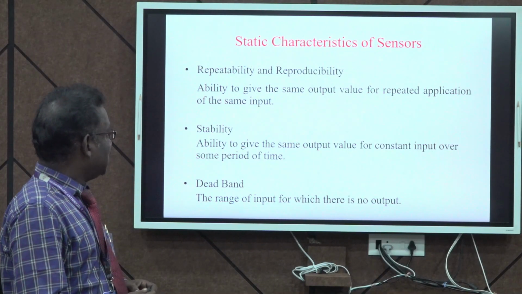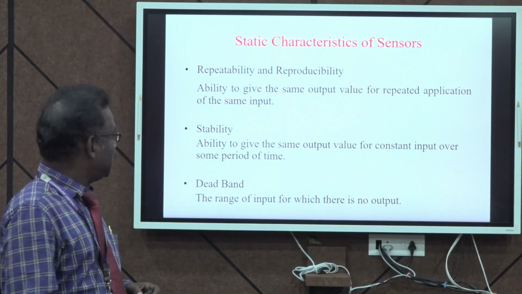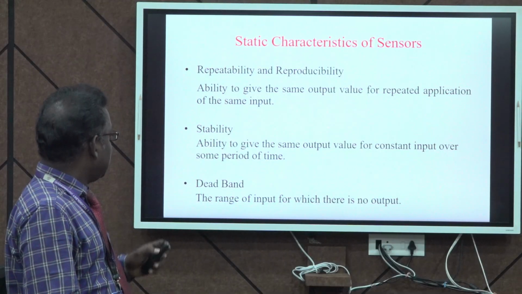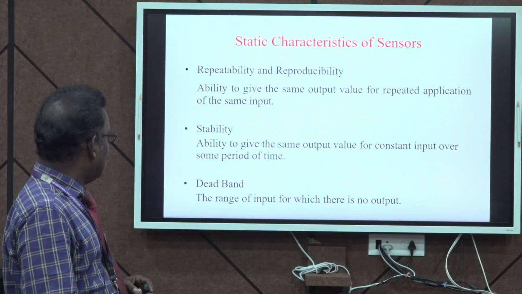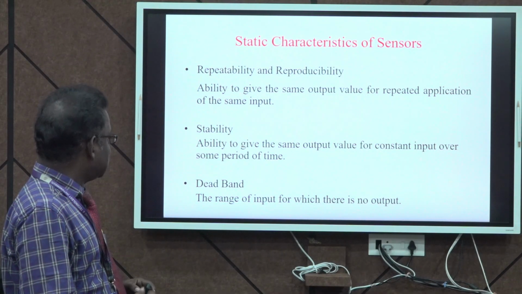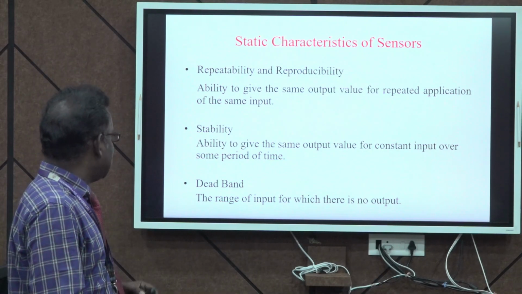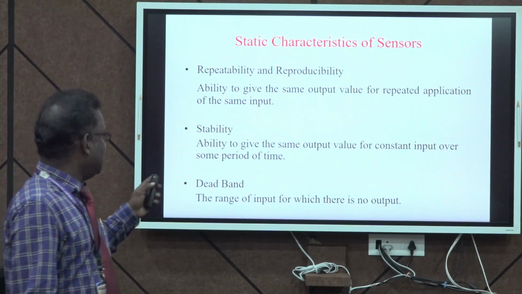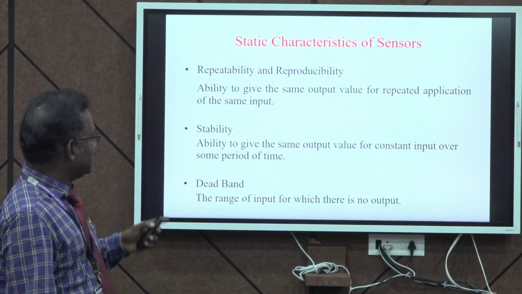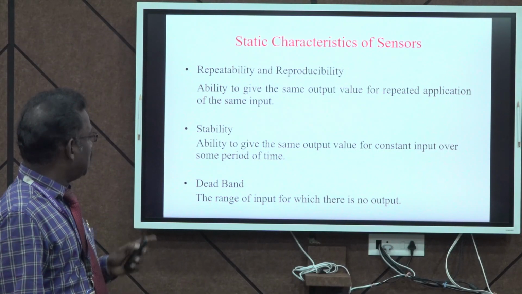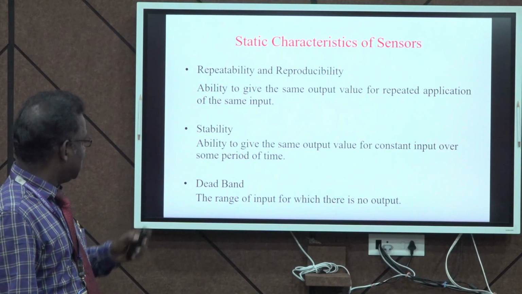And the next static characteristics of the sensor are repeatability as well as reproducibility. Repeatability as well as reproducibility are both the ability of the sensor to provide the same output value for the repeated application of the same input. Stability is nothing but the ability of the sensor to give the same output value for constant input over some period of time. It is called stability.